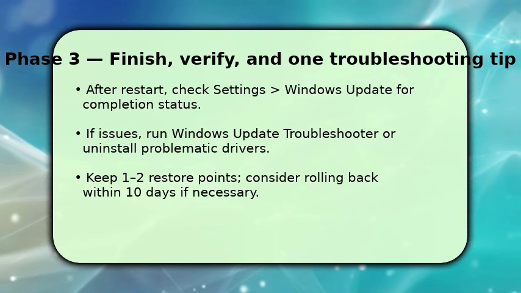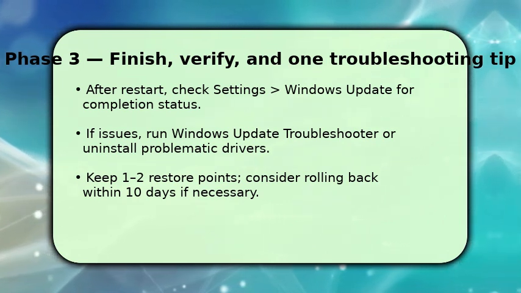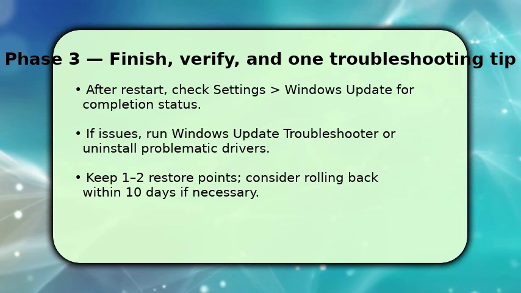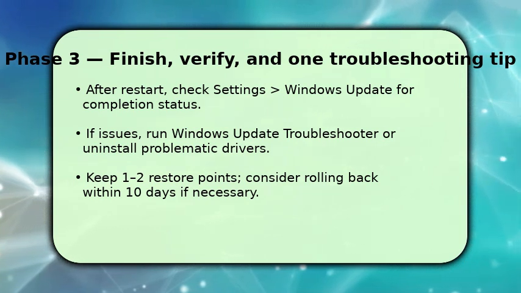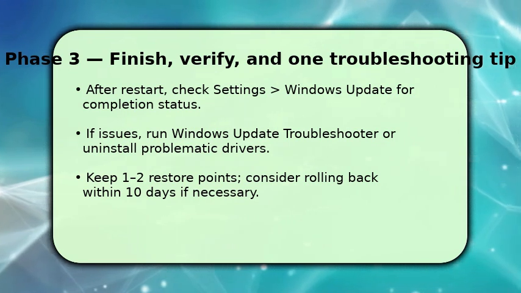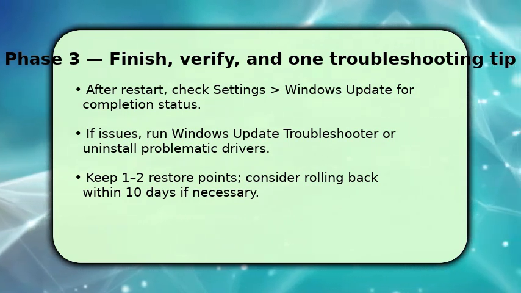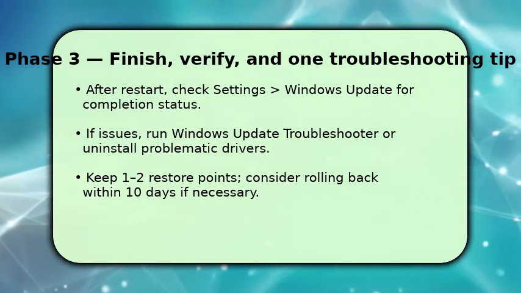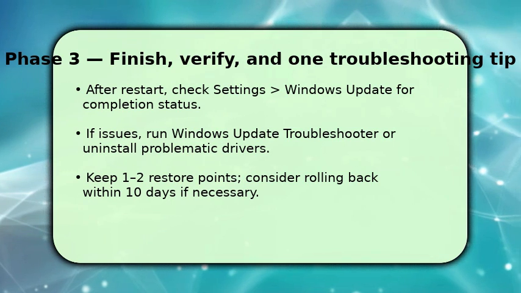for any error messages. If something went wrong, like drivers failing or apps misbehaving, run the Windows Update Troubleshooter to detect common faults and uninstall or roll back the problematic driver via Device Manager. If needed, use a restore point to return to a prior state.